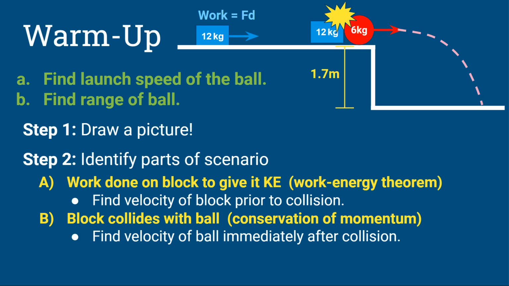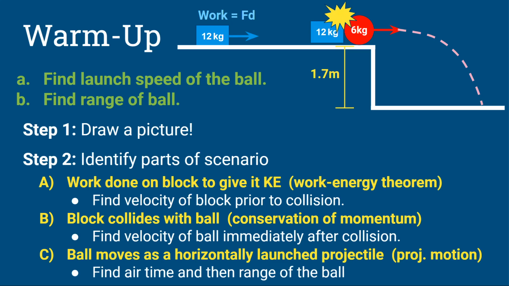Part B is the collision itself. Here we're going to use conservation of momentum in order to figure out what the objects do after the collision, because we know that momentum is going to be conserved. If we know how much we have beforehand, which we can figure out, then we can figure out what happens afterward. The last part is afterward. That ball gets launched horizontally as a projectile. So we need to figure out from the collision how fast it's going so that we can answer the last part of the question, which was how far away will it land.